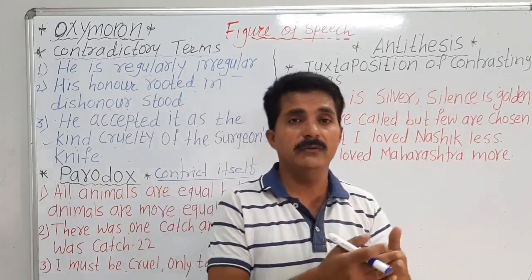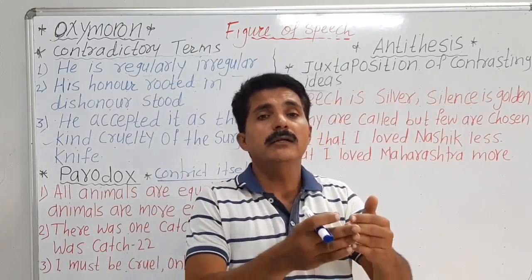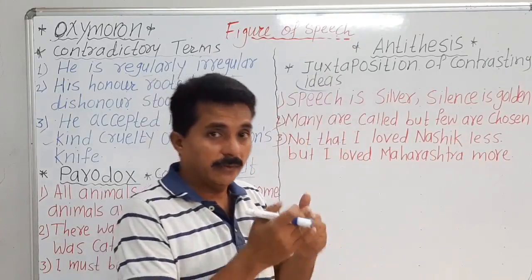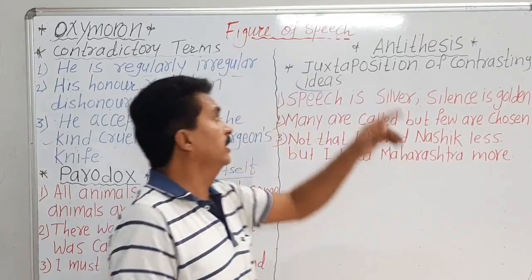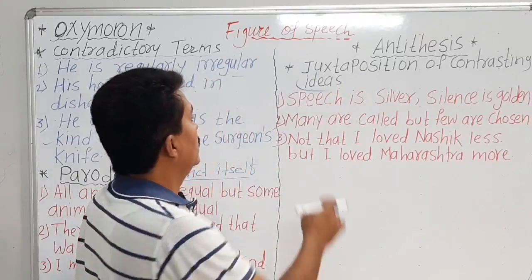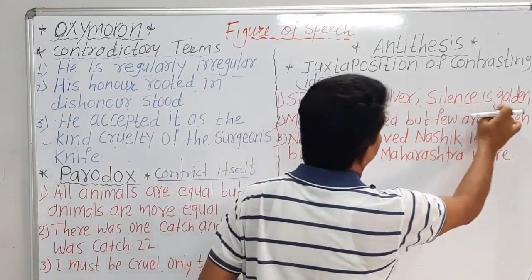It means that here we have two statements. Both are in contrast with each other. Very important thing. Now here we will have some confusion between antithesis and paradox. Now let us study. Speech is silver, silence is golden.